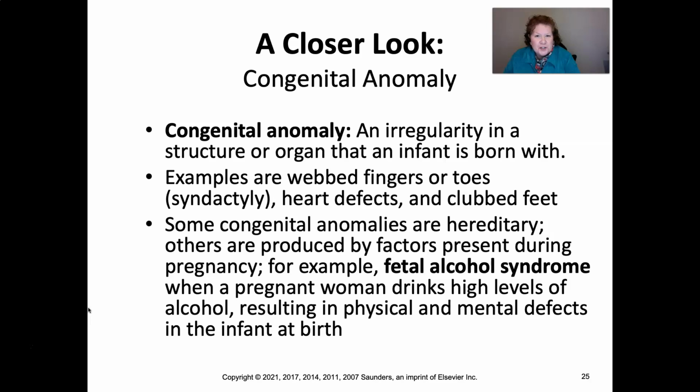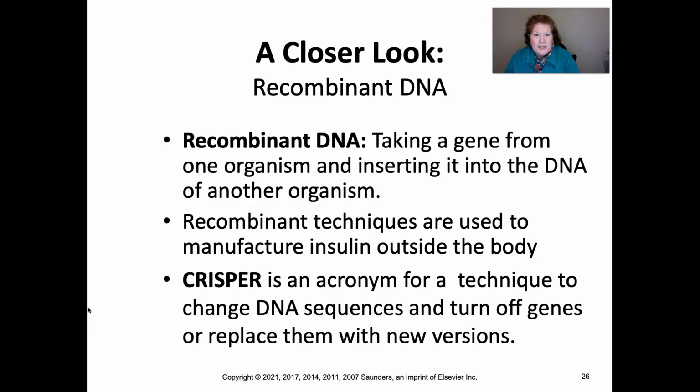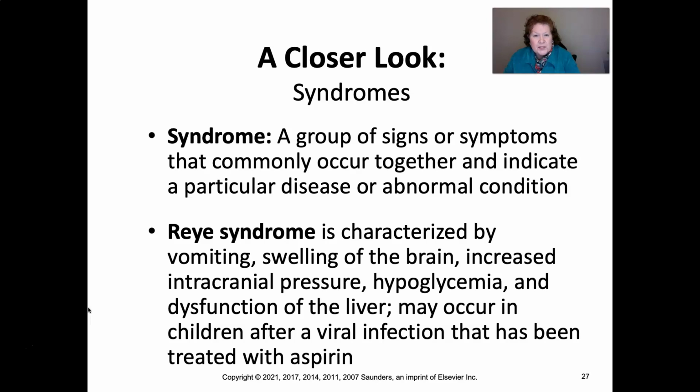Now it talks about congenital anomalies. That's where there's an irregularity when an infant is born. It gives you some examples of those. Recombinant DNA is taking a gene from one organism and inserting it into the DNA of another organism. This is a good example of how they manufacture insulin outside the body. Syndromes. What is a syndrome? It's a group of signs or symptoms that commonly occur together and indicate a particular disease or abnormal condition. And then it gives you the example of Reye syndrome.